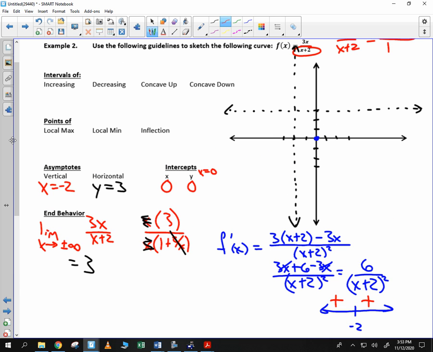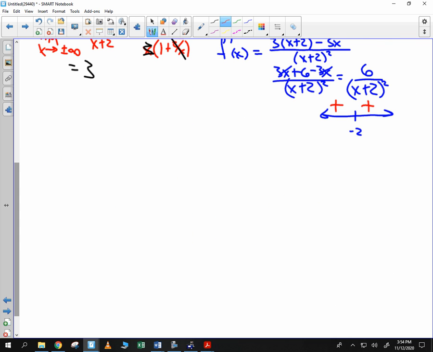Doesn't matter what you plug in, you're always going to get positives. What that means is that this function is increasing from -infinity to -2, union -2 to infinity. So we can't include -2 because -2 is not part of the domain. It's never decreasing. It never changes from positive to negative, so there's no local max. It never changes from negative to positive, so there's no local min. And there we have it. That was easy.